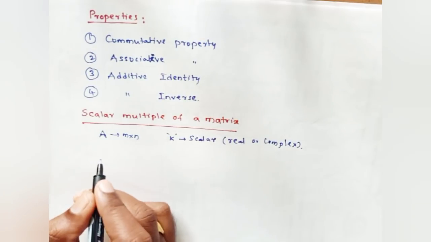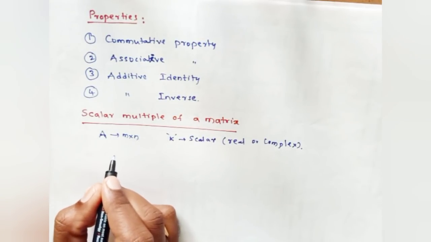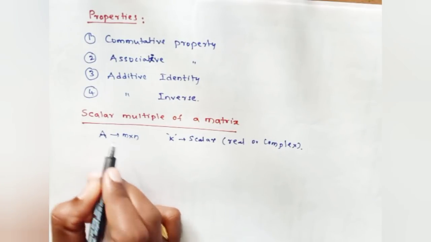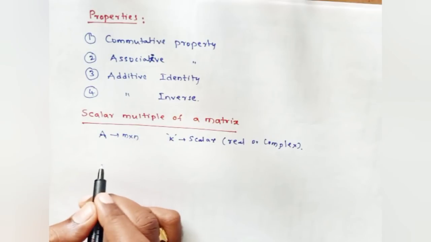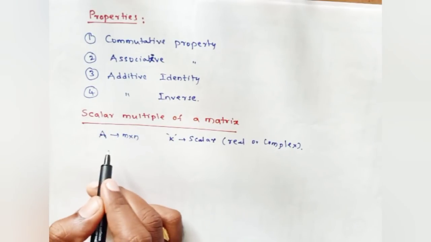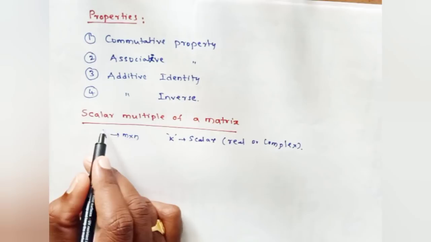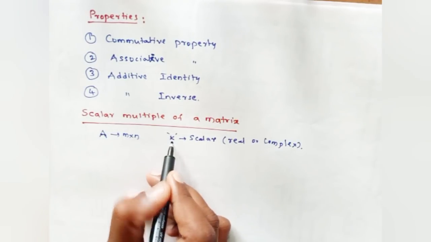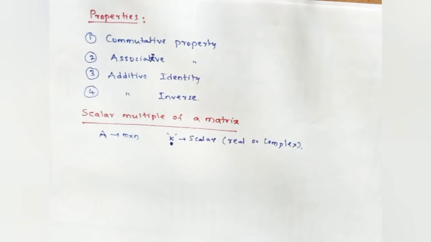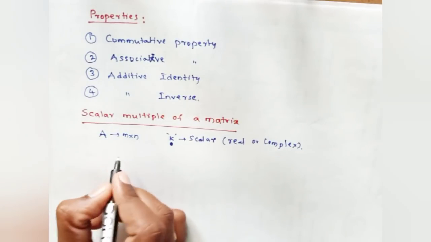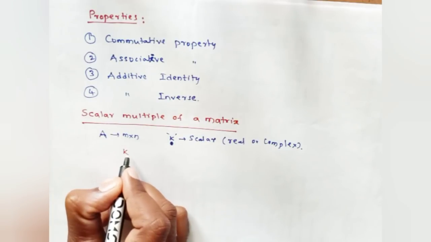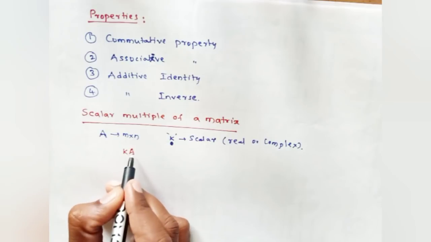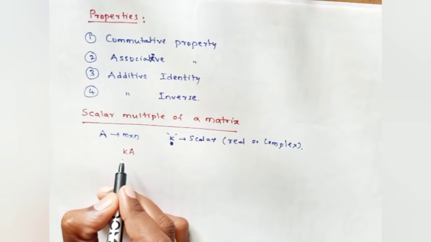Then the m by n matrix, which is obtained by multiplying each and every element of A by k, is known as the scalar multiple of a matrix. It is denoted by k into A. Hence you need to multiply each and every element of this matrix with k.